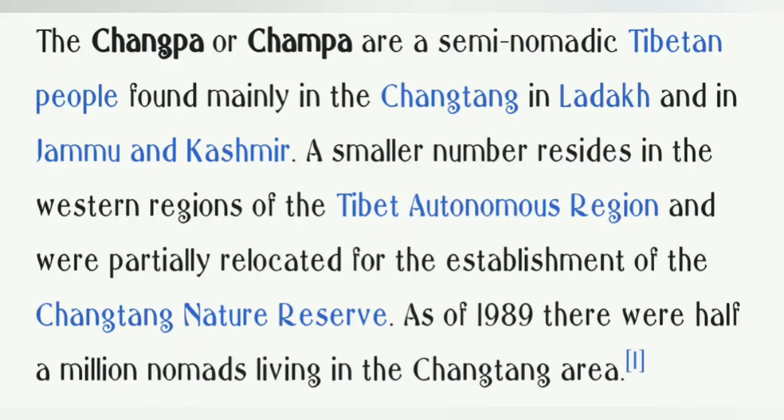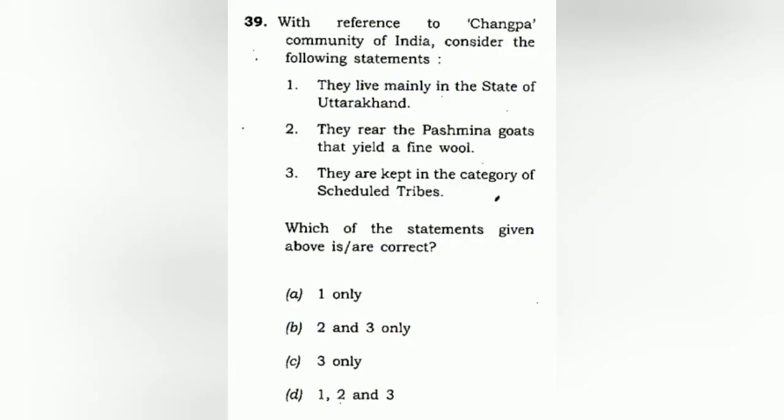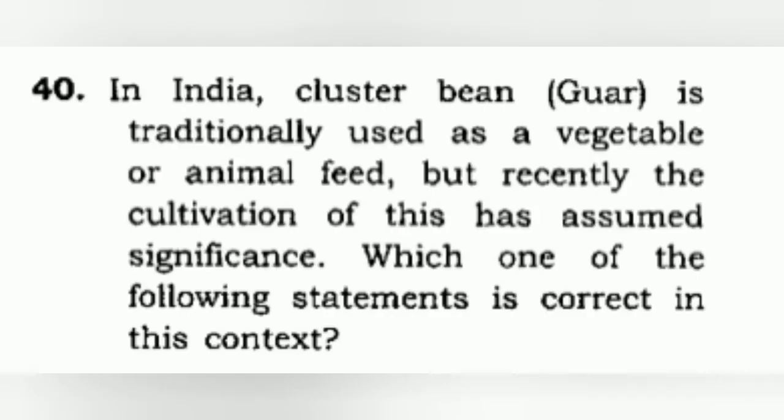That is, it is B, 2 and 3 only, because they live mainly in Ladakh or Jammu and Kashmir, and they rear the Pashmina goats that yield a fine wool, yes, and they are kept in the category of scheduled tribes, yes. So the correct answer is B, 2 and 3. Now we move to the last question for today, and hopefully from the next Friday we'll have more questions in this Friday analysis video so that we can cover them easily.